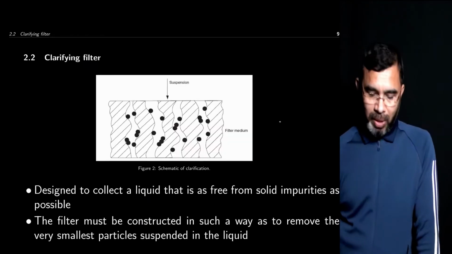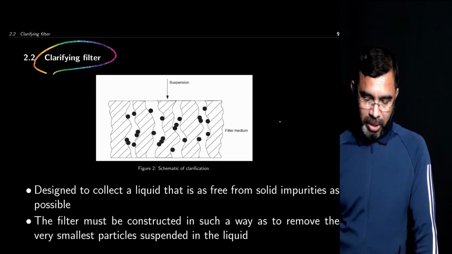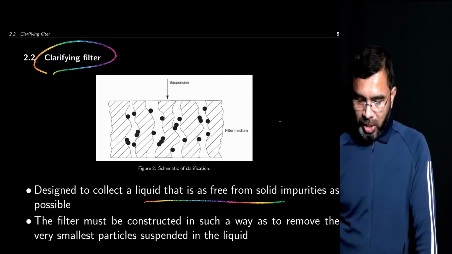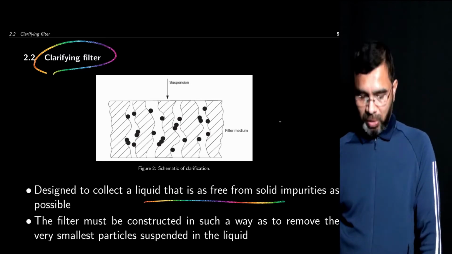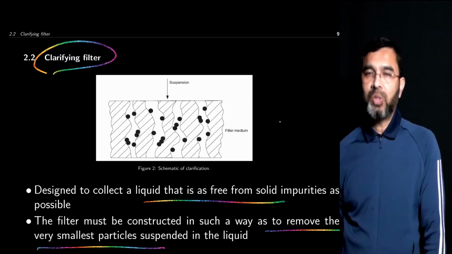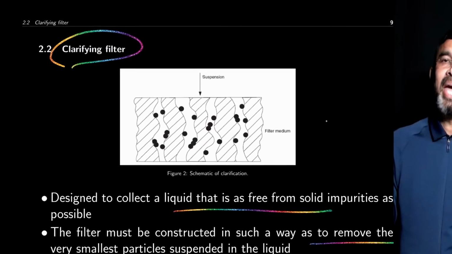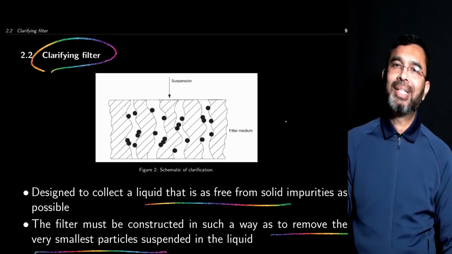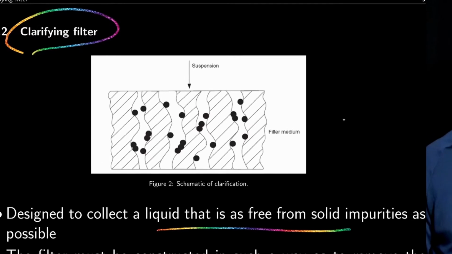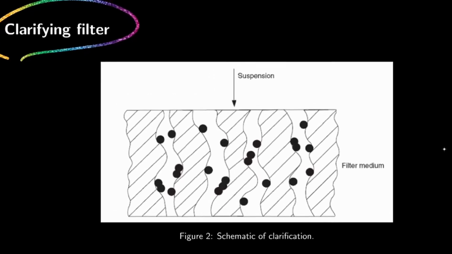The other type is called the clarifying filter. It's used in many water purification operations. It's really designed to collect a liquid that is as free as possible from solid impurities. And the filter is constructed in a way to remove the very smallest particles suspended in the liquid. You can think about water purification, where a thick bed of sand is used as a clarifier. And when water passes through this sand bed, the very fine particles in the water are also removed. So that's why it's called the clarification process.